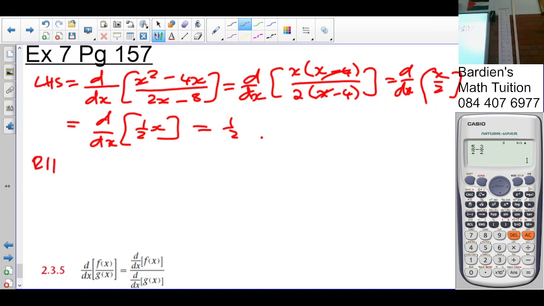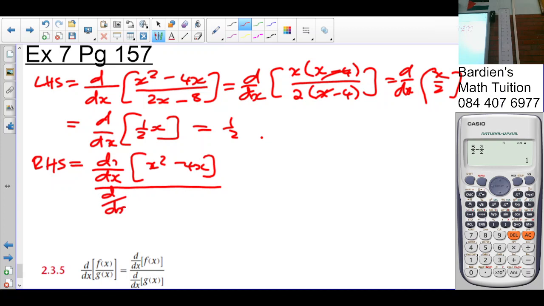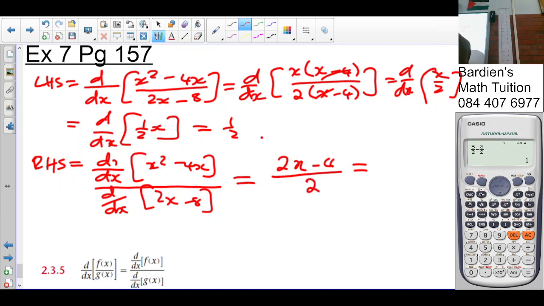If I look at the right hand side, they want the derivative with respect to x of f of x, which is x squared minus 4x, over the derivative with respect to x of g of x, which was 2x minus 8. If I apply my derivative here, I get 2x minus 4 over the derivative in your denominator, which is 2. It's going to give you x minus 2, which is not equal to the left hand side. So they made a mistake here. They put the not equal sign.